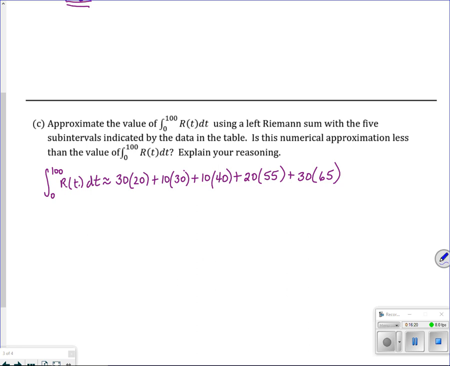Again, technically you could leave it like that. Again, if this is on multiple choice and you had to get a number, it ends up being 4,350. Always label the units. We talked about if you integrate, you multiply the units, and we figured out that that was gallons.